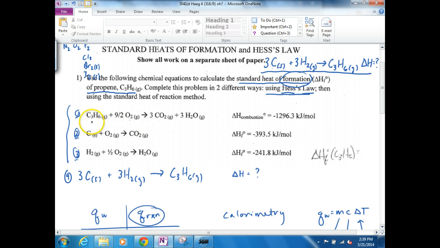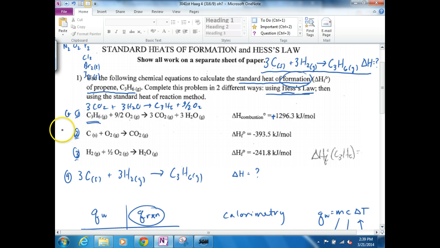So I look and I see that I need propene. I have propene right here, but I need it on the other side. So I'm going to want to flip this first reaction around, which will give me 3CO2 plus 3H2O yields C3H6 plus 9 halves O2. And then I'm going to change this to a positive 1296.3. Now, I can see, though, that I don't have any carbon dioxide or water in my final equation, my goal. So I need to cancel these 3 CO2s out.